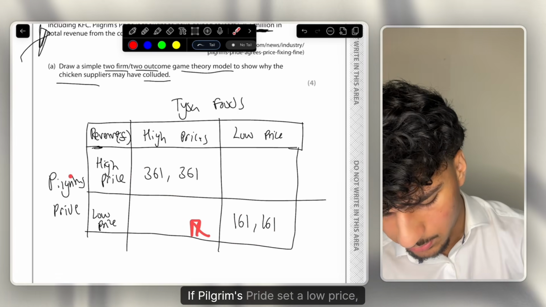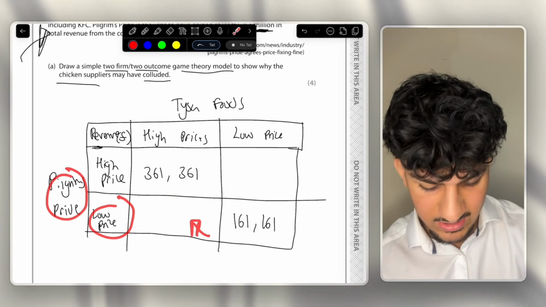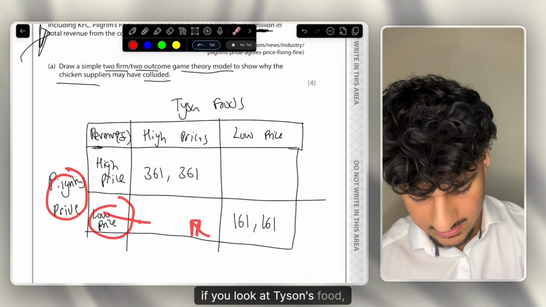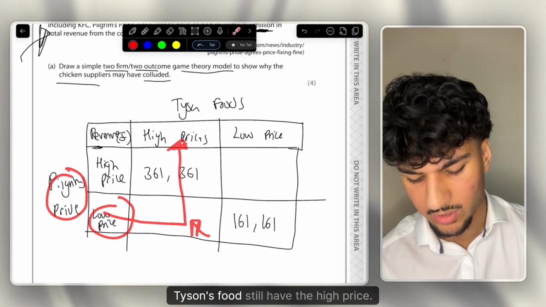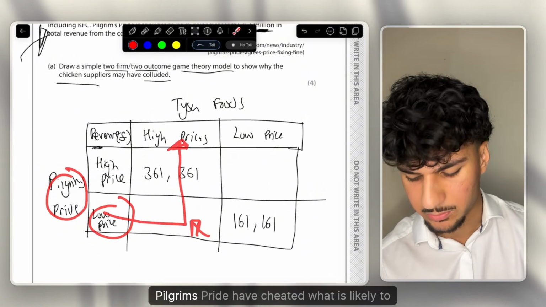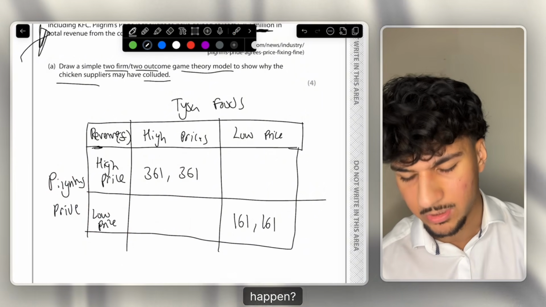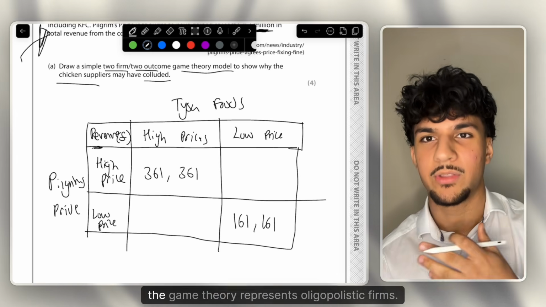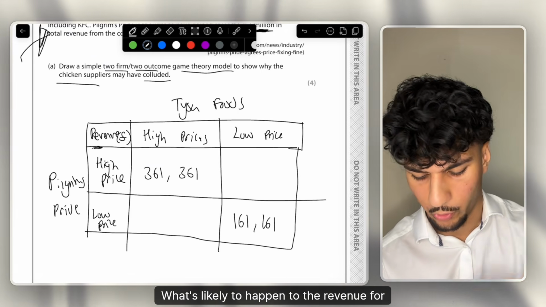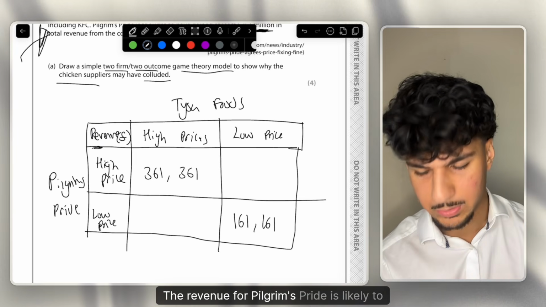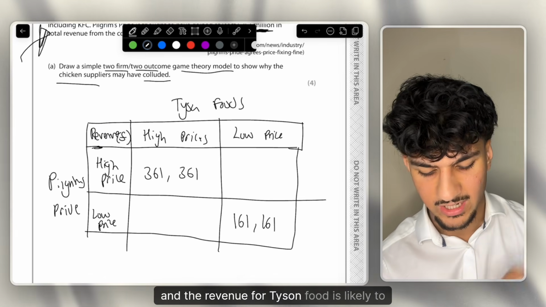Let's think about it. If Pilgrim's Pride set a low price, and Tyson Foods still have that high price, basically Pilgrim's Pride have cheated. What is likely to happen? They undercut this firm, and remember the game theory represents oligopolistic firms. What's likely to happen to the revenue for Pilgrim's Pride? The revenue for Pilgrim's Pride is likely to increase, and the revenue for Tyson Foods is likely to decrease.